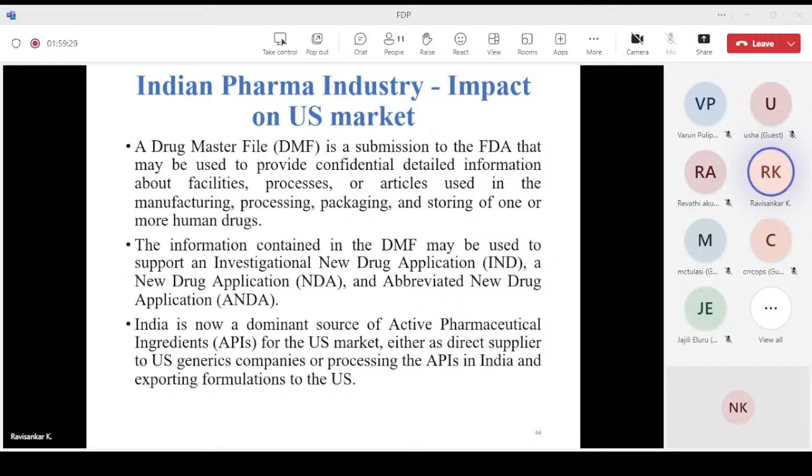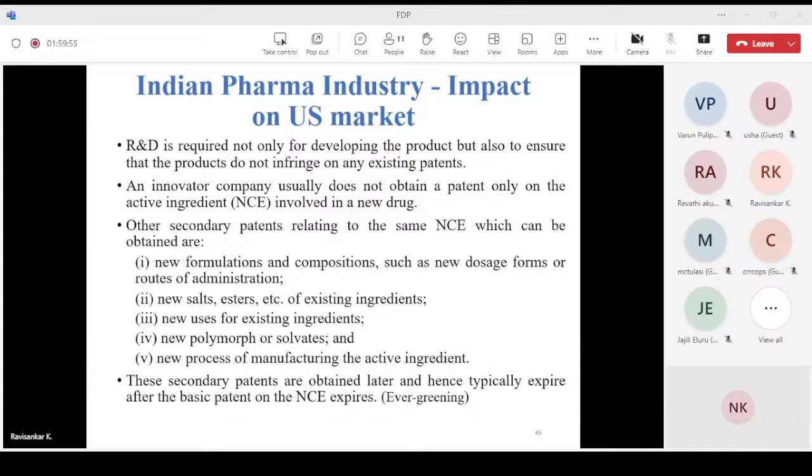To this 3-day virtual workshop hosted by Sierra College of Pharmaceutical Sciences, I would like to congratulate our respected correspondent, Mr. M. Rajaram Mohan Rao Garu, and our dear, dynamic and visionary principal, and all the staff members for taking the initiative to conduct a workshop on this important and most useful topic. Active pharmaceutical ingredients for the US market, either as direct supplier to US generic companies or exporting formulations to the US.